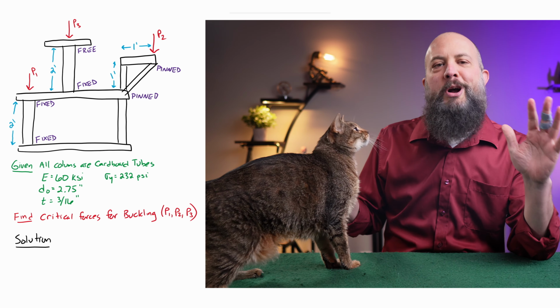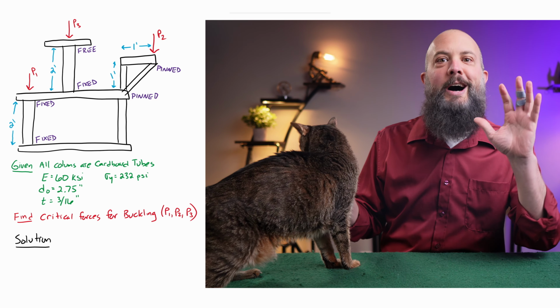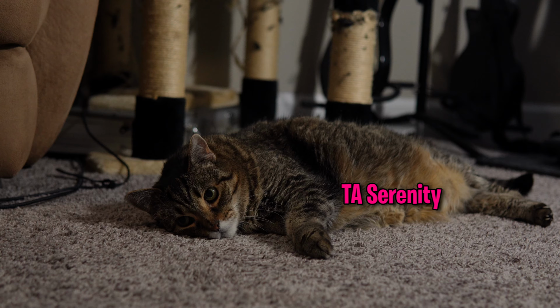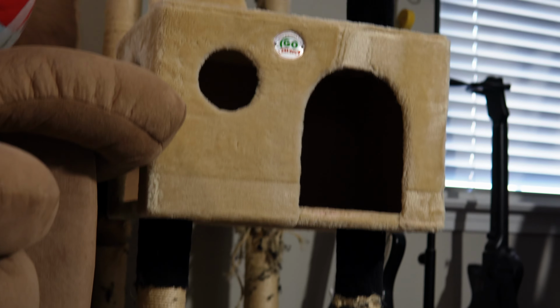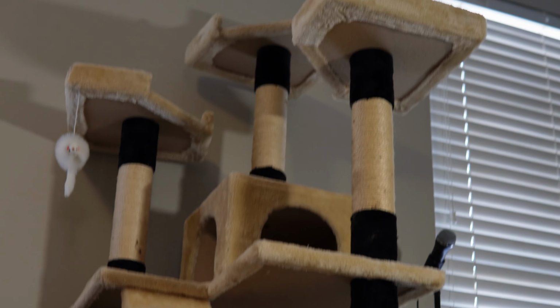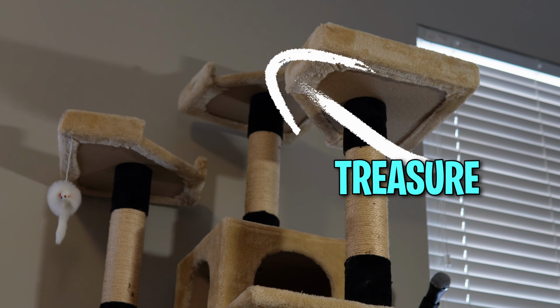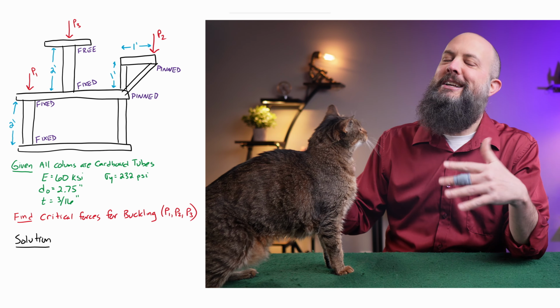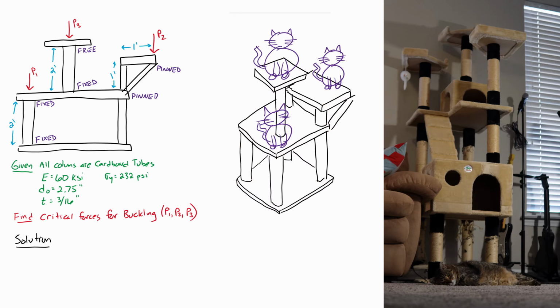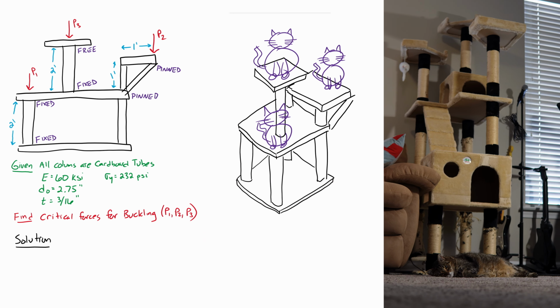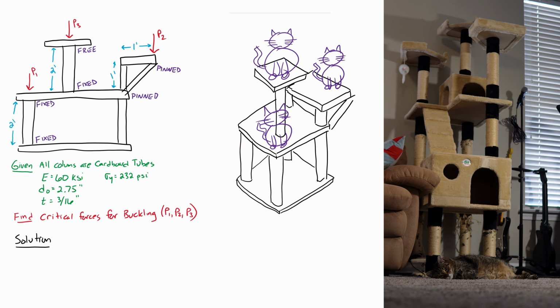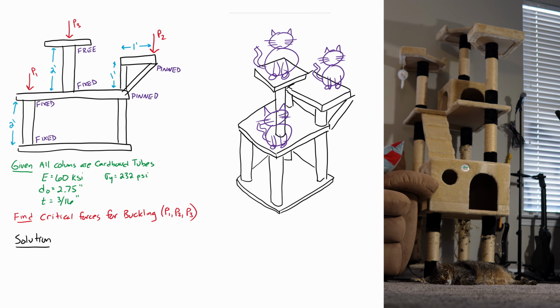No more boring problems. This buckling problem is a heist. Your TA Indiana stores his greatest treasure in the impenetrable fortress at the very top of the cat tower, which he knows Serenity can't get to because she's too fat. What's he even hiding up there anyway? To have this level of security, it must be snacks.